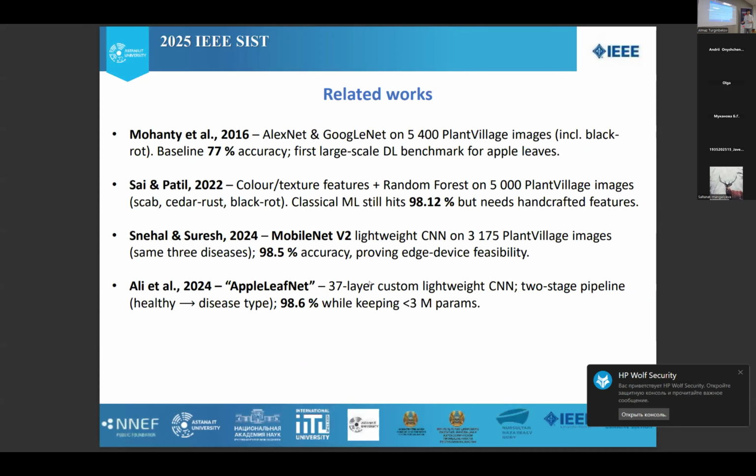Related work. Several papers were analyzed and reviewed during the study, and there are four most related to the study with almost state-of-the-art results. They are also going to be illustrated in the discussion part.